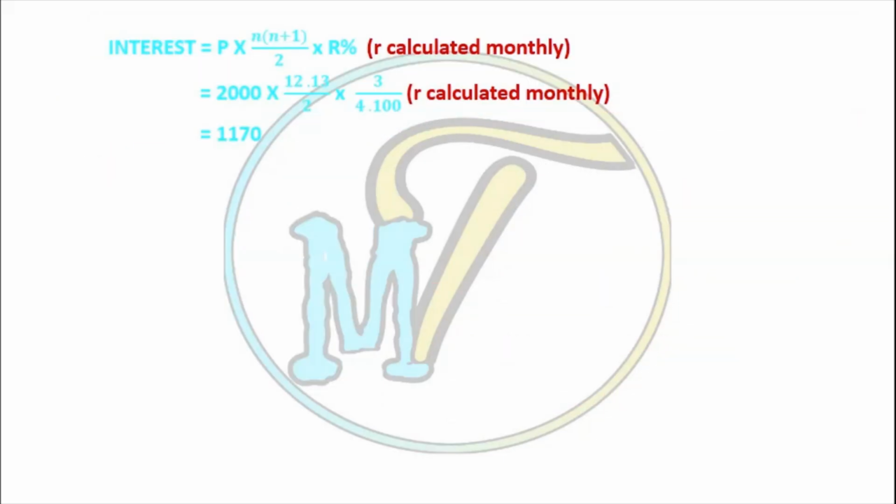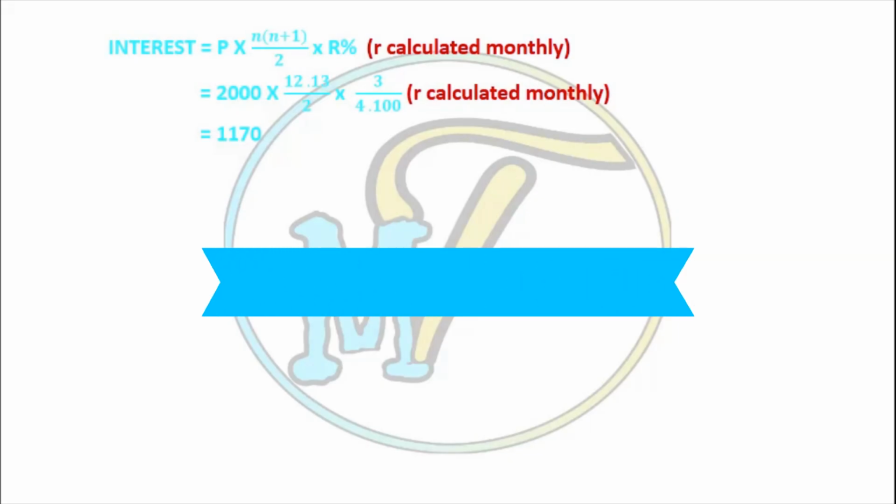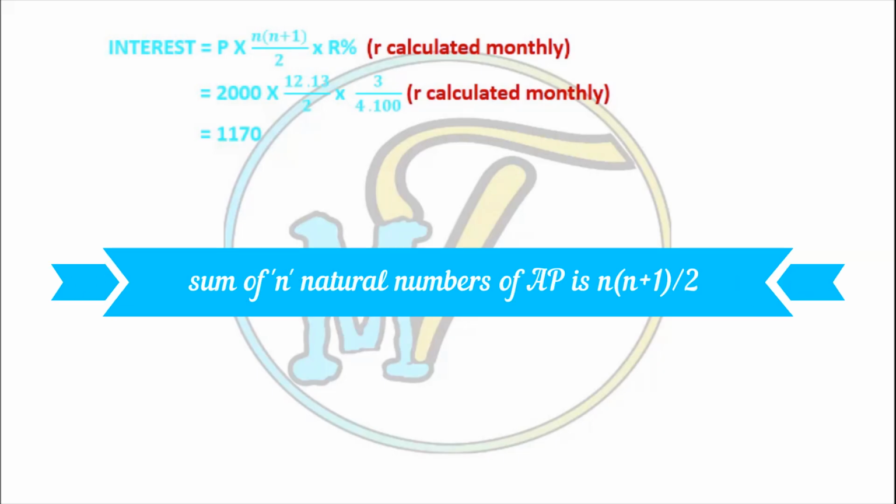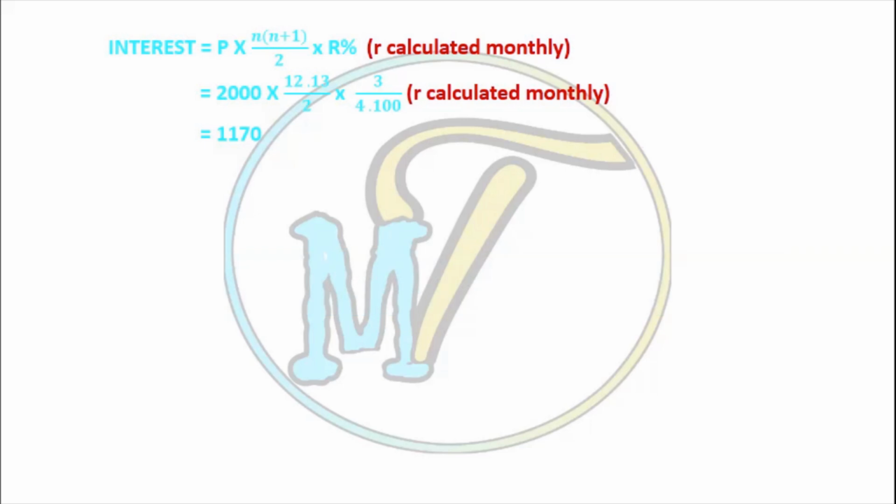This logic leads us directly to our standard formula. Instead of adding them all up manually, we use a simple formula. Interest equals P multiplied by n plus 1, over 2, multiplied by r%. Here, P is our monthly deposit, n is the number of months, and r is our monthly interest rate.